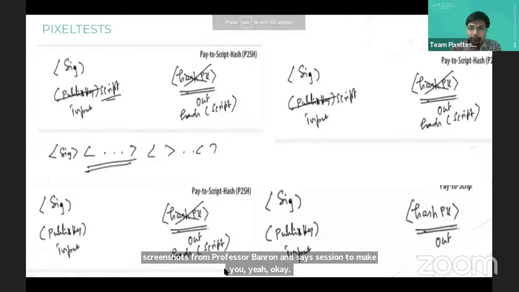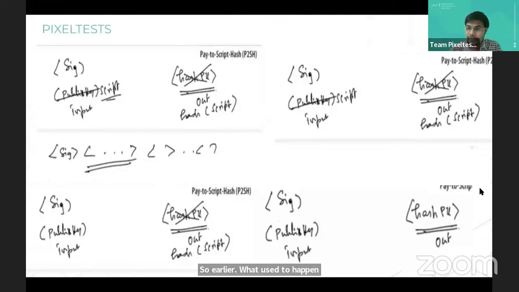Earlier, we are starting from here below, this is how pay to public key hash was. In the input there's a signature and public key, and towards the output there was one person's public key hash. Now what we are going to do is remove the hash of the public key and use the script hash here. We are going to use the hash of the script, and instead of sending the public key, we are going to send the script directly. So this will be the final thing.